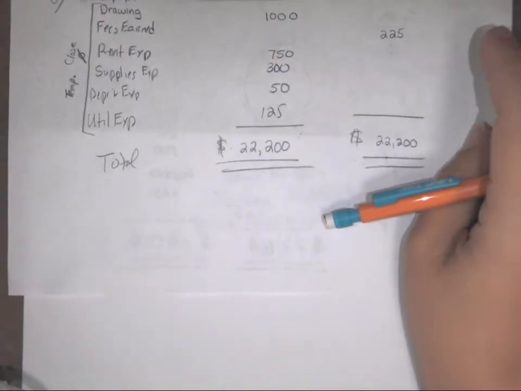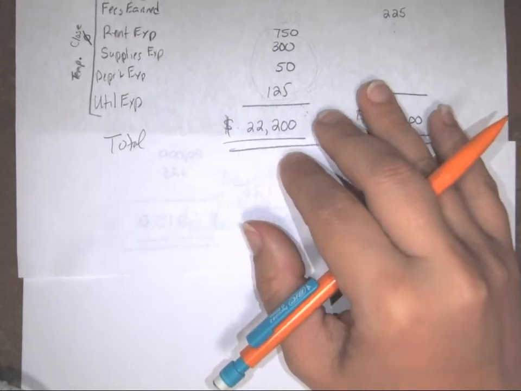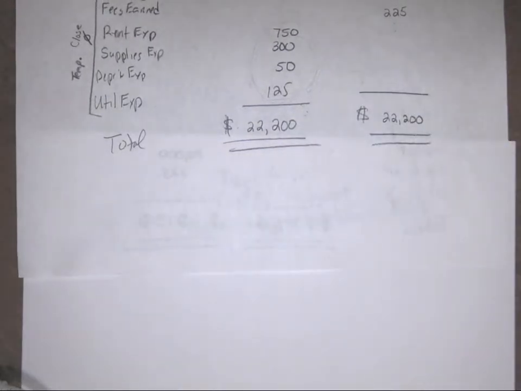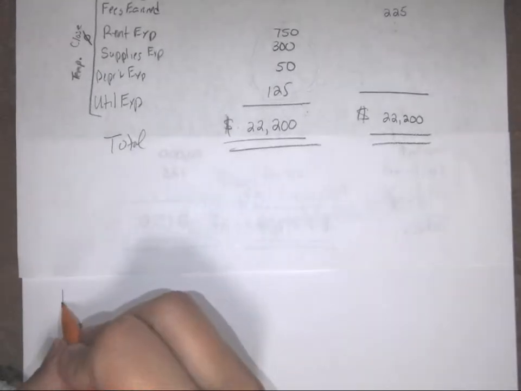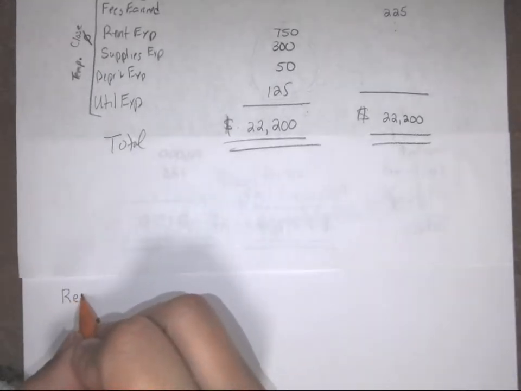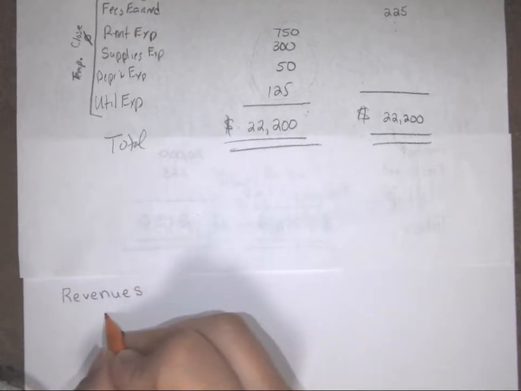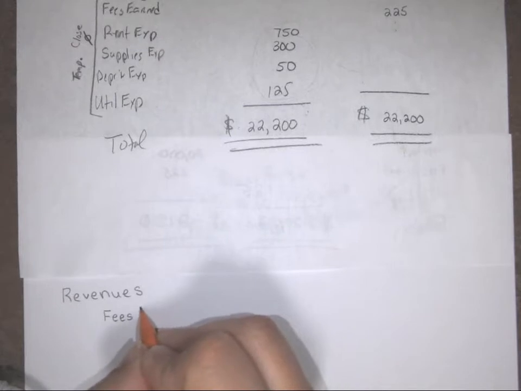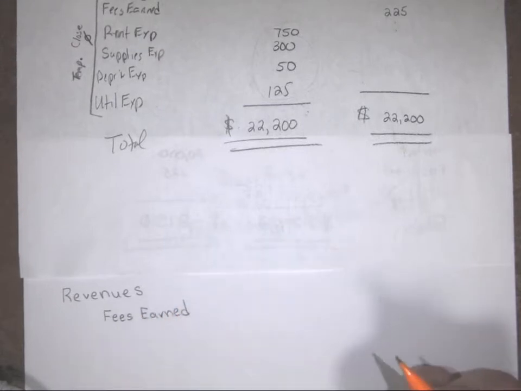So what we will start with in looking at this information, what we see here is fees earned. And so that's really where we're going to start. So we're going to start with the revenues. And so when we look at this particular statement, what you're going to see is you will start with any of those revenues. In this case, I only have one, and that is fees earned. If I had more than one, then these would be listed out here.